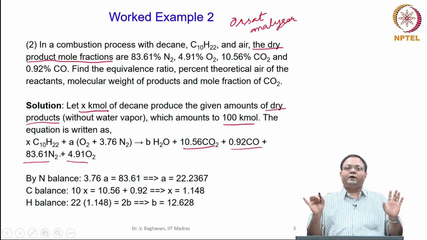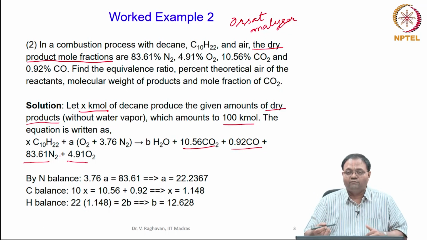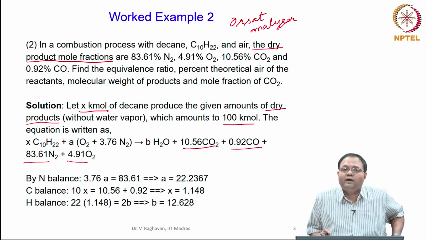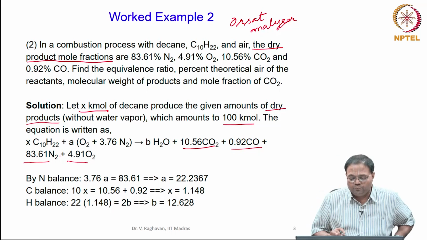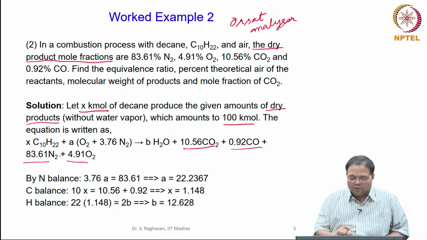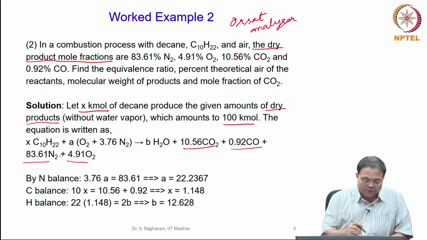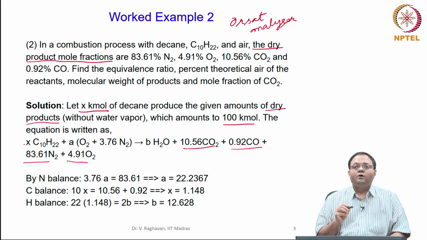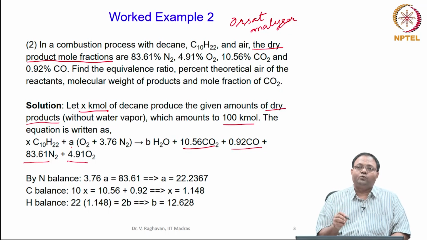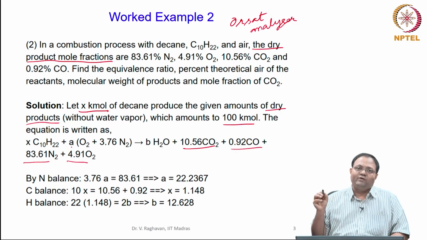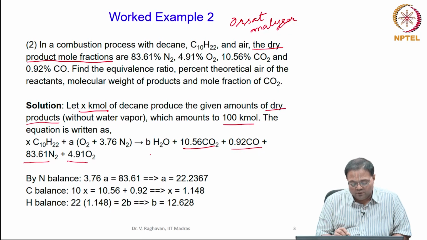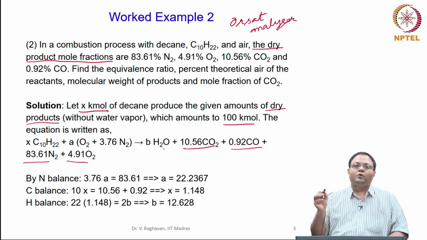So these are all the dry products. So the percentage is converted into this. So to achieve this dry products composition in terms of kilomole, I have to burn x kilomoles of fuel with A kilomoles of oxidizer, that is A into 4.76 kilomoles of air, and in this way B kilomoles of H2O is formed.